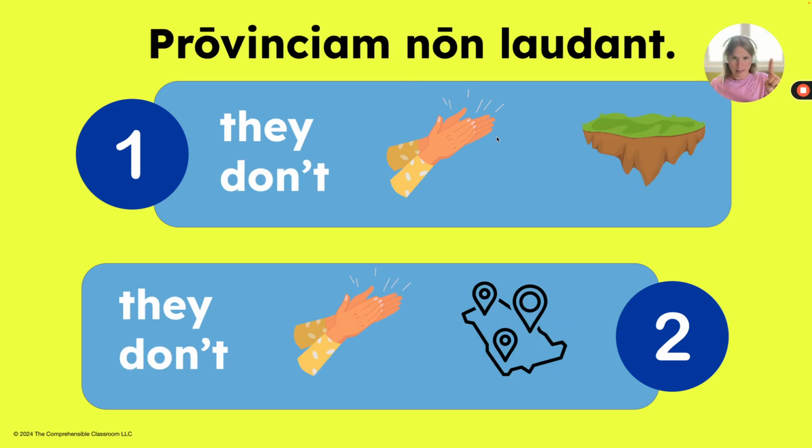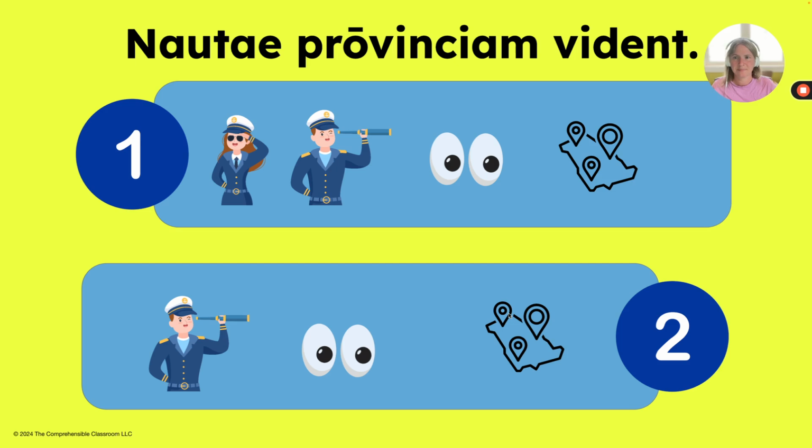Provinciam non laudant. Oh my gosh, another one. Provinciam, it has the am on the end, so it is not the subject. The subject is implied. NT means they, so they don't praise provinciam. Number 2, they don't praise the province. Nautai provinciam vident. Number 1, nautai is sailors, plural, provinciam vident. They see the province.